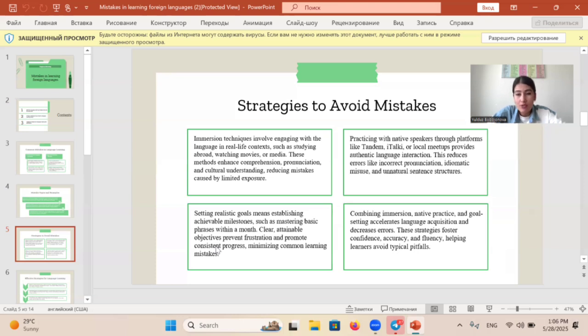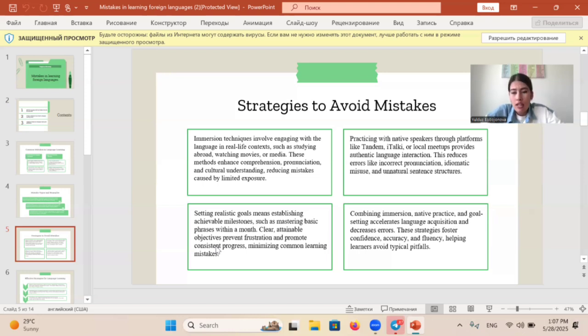And practicing with native speakers through platforms like Tandem, Italki, or local meetups provides authentic language interaction. This reduces errors like incorrect pronunciation, idiomatic misuse, and unnatural sentence structures. Setting realistic goals means establishing achievable milestones, such as mastering basic phrases within a month. Clear, attainable objectives prevent frustration and promote consistent progress, minimizing common learning mistakes.